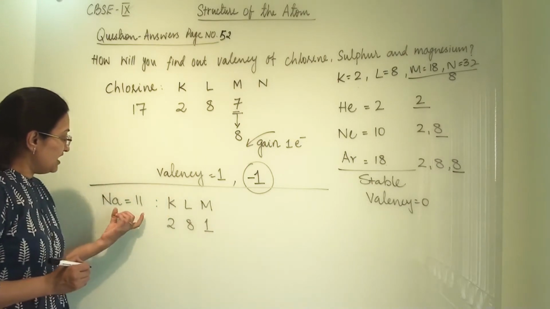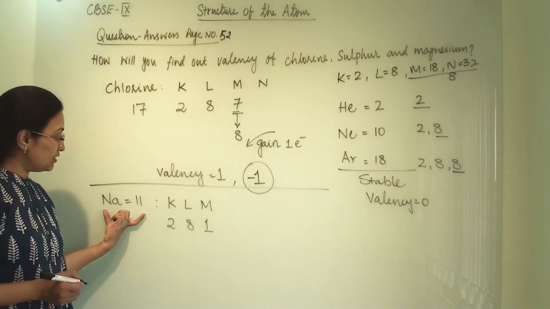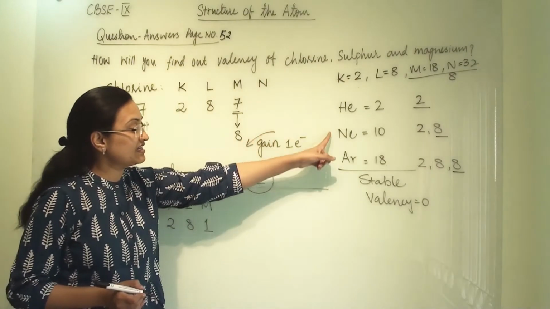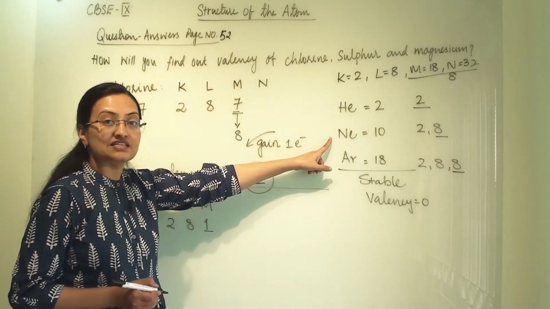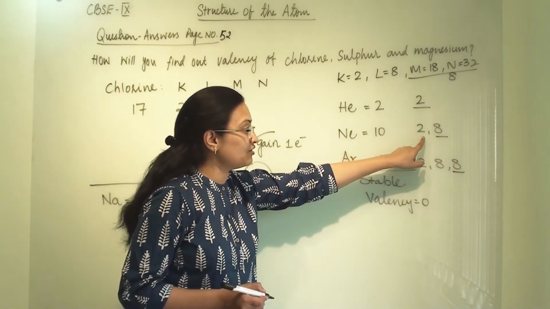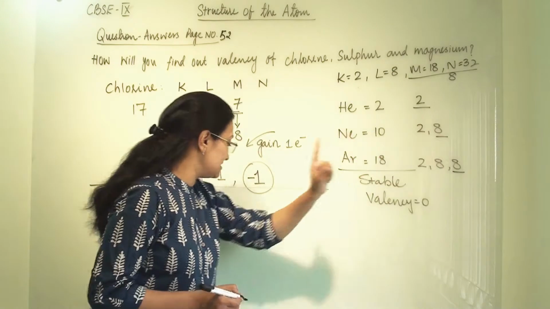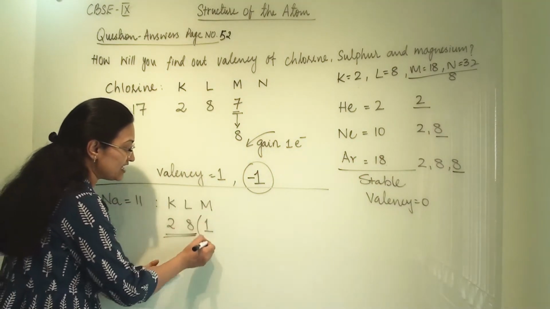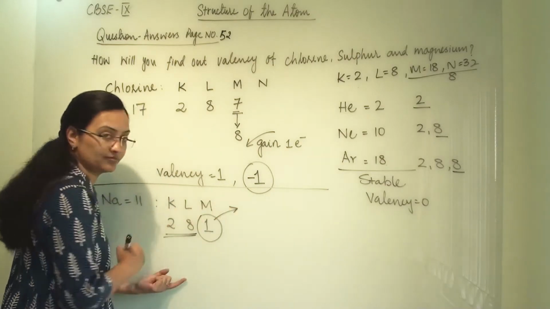Now here sodium has atomic number 11, and if sodium wants to become stable like the nearest noble gas, then which noble gas is nearest to sodium? It is neon. It has electronic configuration 2 and 8. So here if sodium wants to be like neon, then it has to lose one electron.